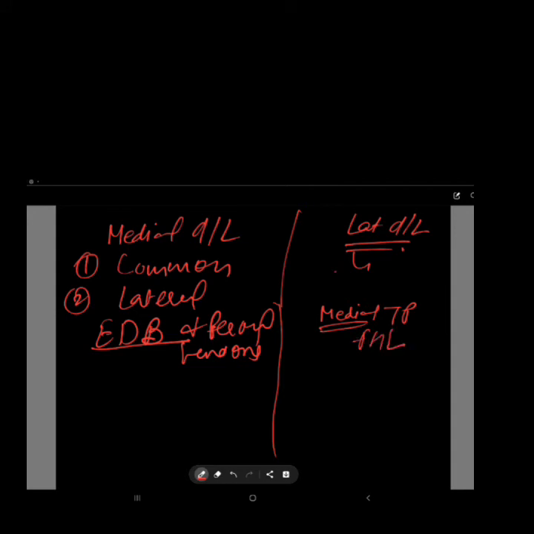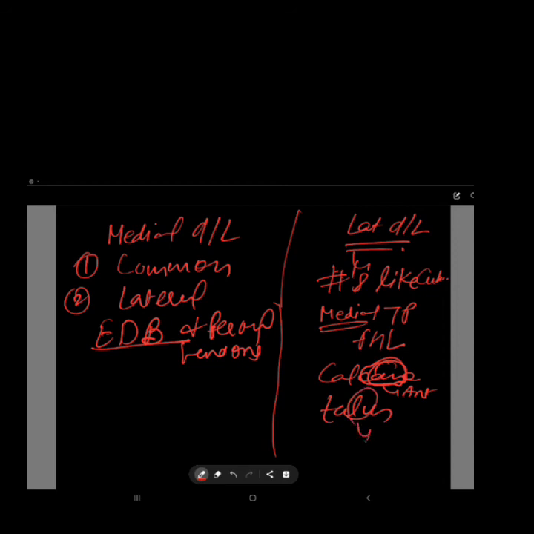Lateral dislocation is less common, but it is associated with fractures. The most common fracture associated with lateral dislocation is the cuboid fracture. Although it can include calcaneum fractures and talus fractures: anterior process of the calcaneum and lateral process of the talus.